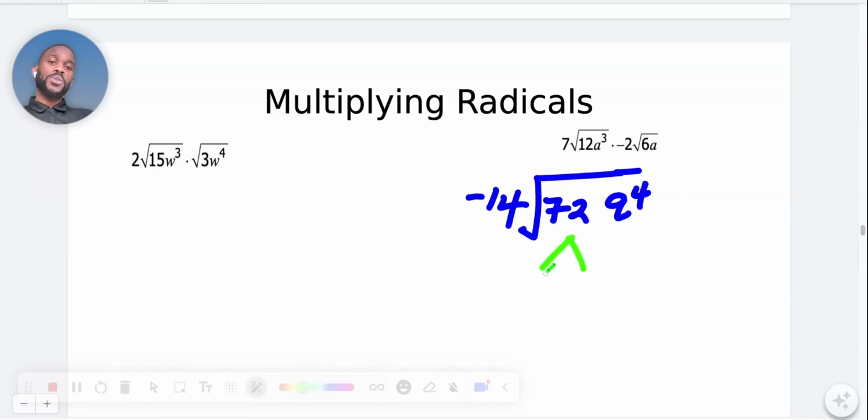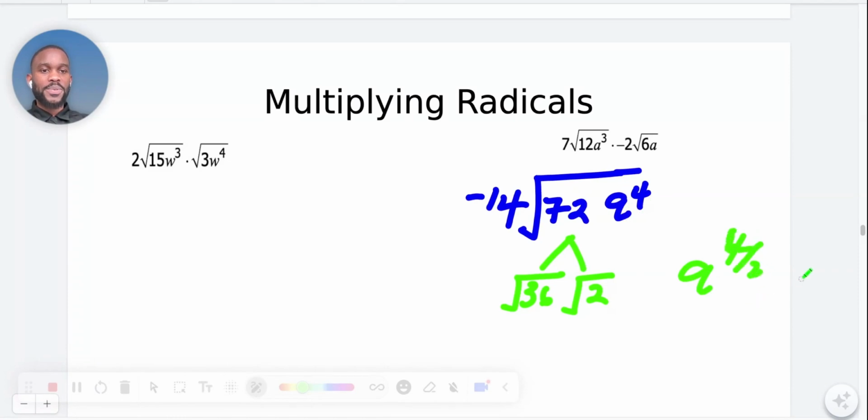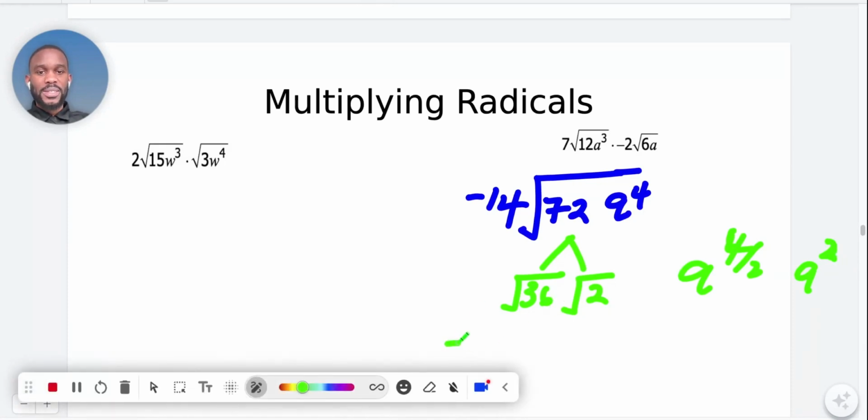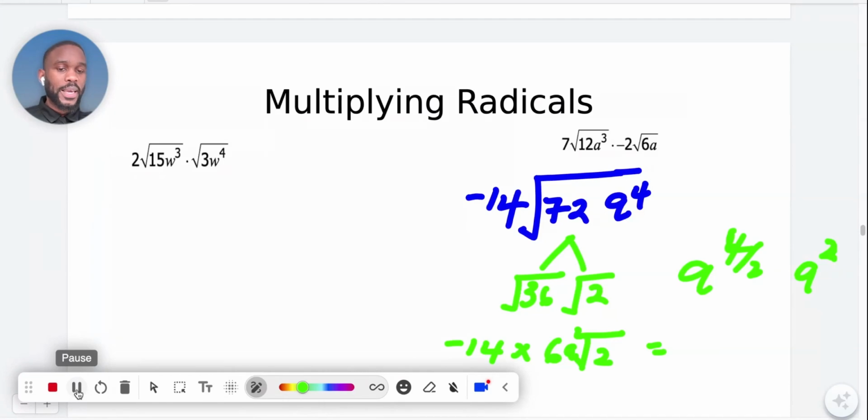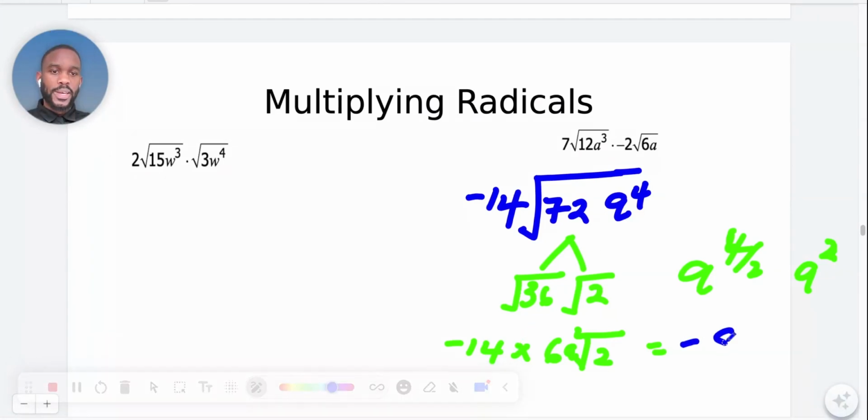72 is not a perfect square. So I need 2 numbers, multiply them, you get 72. And one has to be a perfect square, like 36 times 2, something like that. And then this will just be the root of 36 times the root of 2. And remember, guys, the square root of a to the 4th is the same as a to the 4 divided by 2, which gives you a to the 2nd. So we already know that. And the root of 36 is 6. So it's the same as negative 14 times 6 root 2. Don't forget this a. So put it a to the 2nd there. So which is the same as, if you multiply negative 14 times 6, what do you get? So that gives me negative 84. Negative 84 a squared root 2. That's what we are getting.